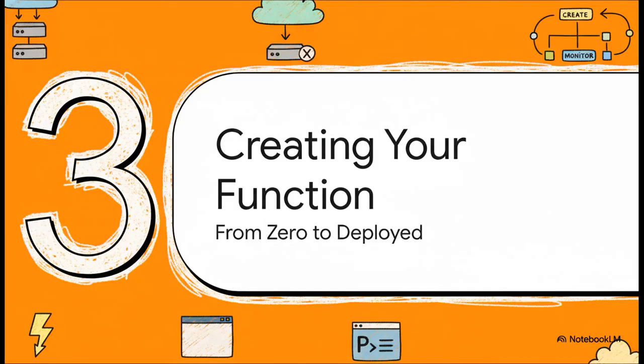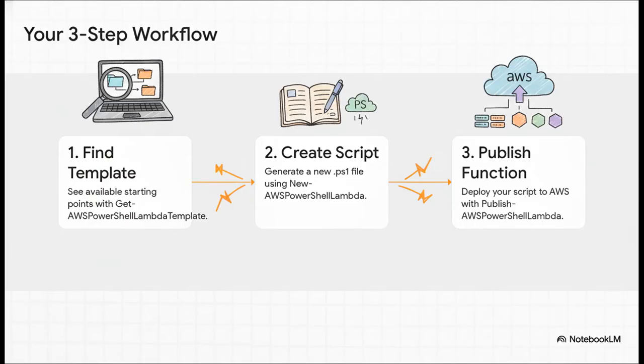Okay, enough talk. Theory is great, but let's get our hands dirty. We're going to walk through exactly how you go from just an idea in an empty folder to a fully deployed, working Lambda function, all written in PowerShell. When you really boil it down, it's just these 3 simple steps. We find a starting point, we put our code in, and we push it to the cloud. Seriously, that's the whole process.